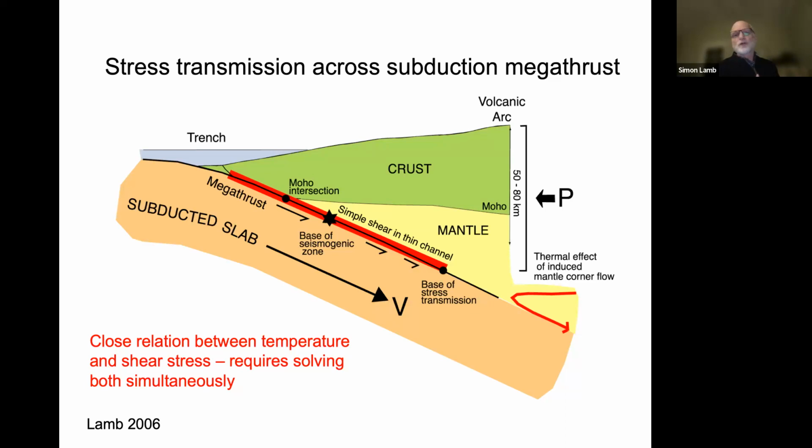So, for instance, things like the age of the subducted slab will now play a role in what those stresses are. And also the rate of subduction plays a role in terms of shear heating, because you're doing work, and so you'll generate heat. So that will tend to lower the stresses as well.